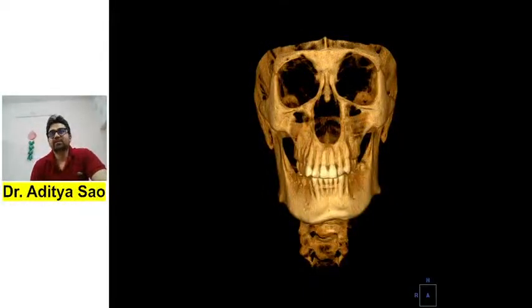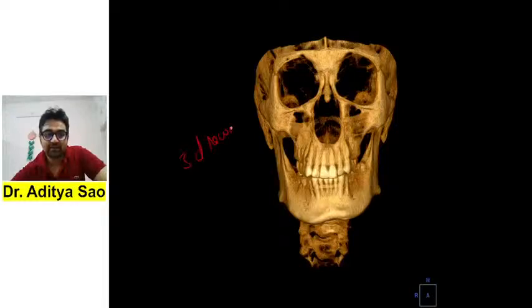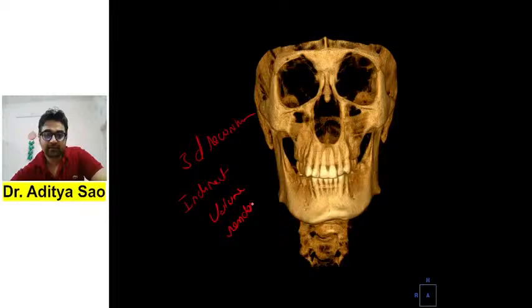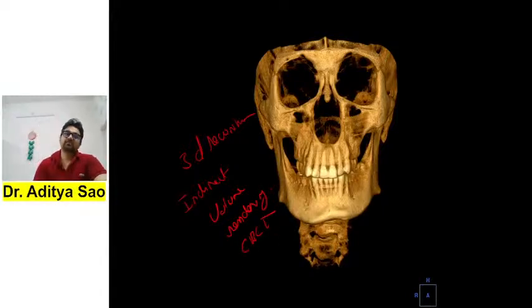This is an image that comes in your exam. What is it? The first answer will be 3D reconstruction. If they don't give 3D reconstruction, what will they give? Indirect volume rendering. Again, most commonly seen in CBCT. Clear?